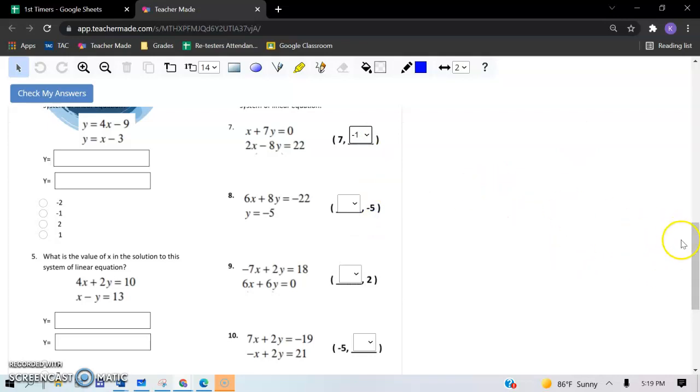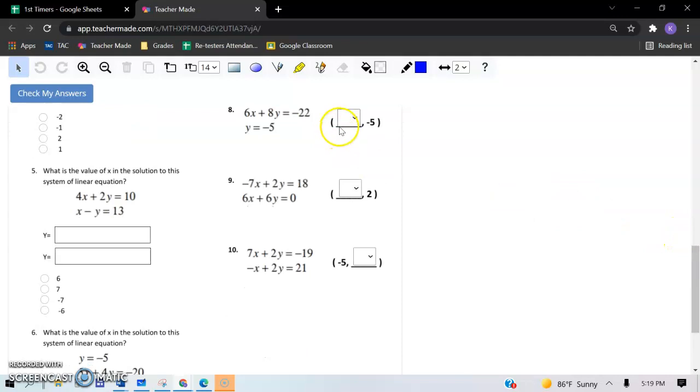You're going to try the next 3 on your own. Just fill in the numbers to see where they're crossing. Submit, and let's see what you get on this one.